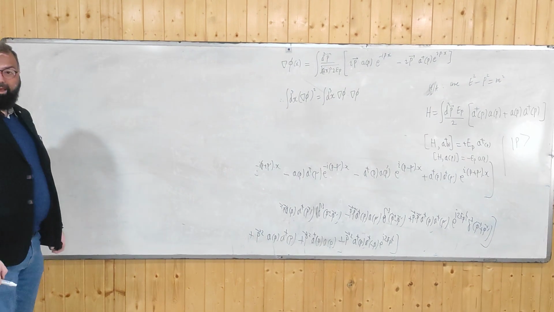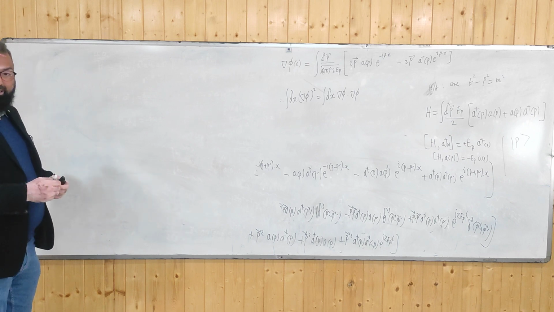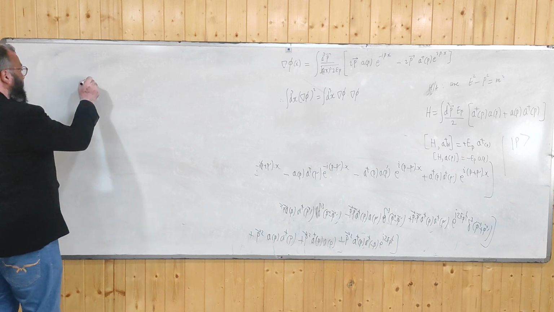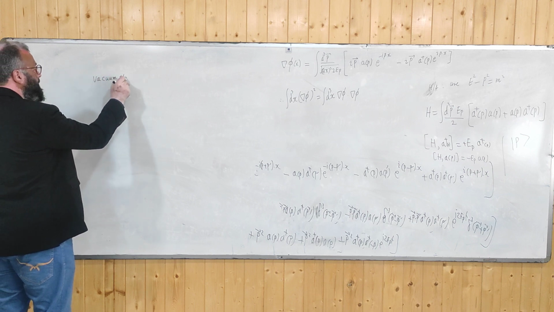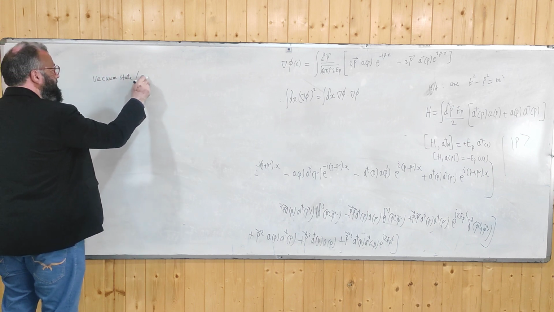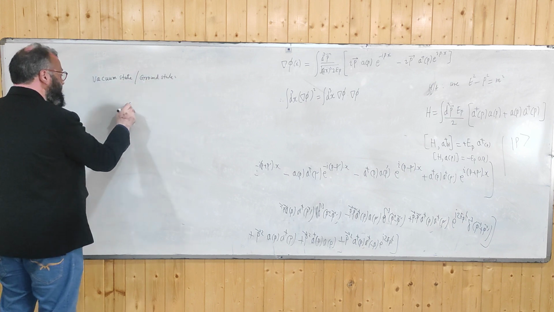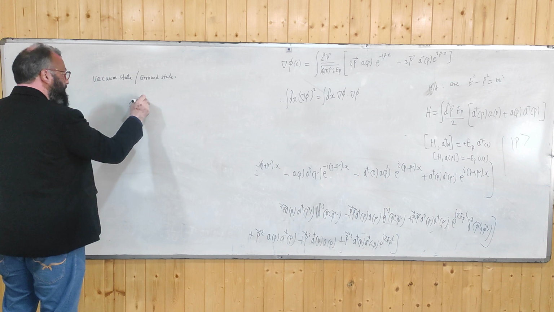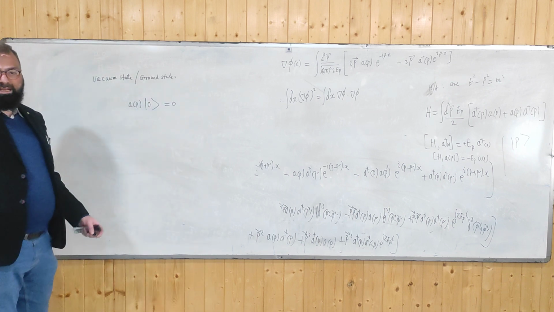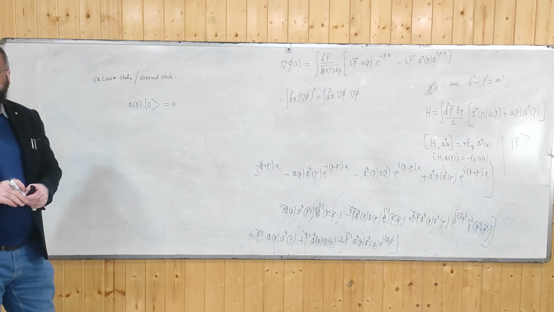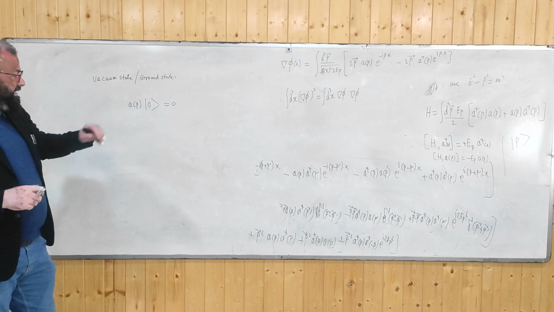So let's define the vacuum of the field. We need to define the vacuum, the ground state of our system. We define it by A of p acting on the ground state being equal to 0. So your vacuum is annihilated by A of p. Clear? A of p annihilates the vacuum.